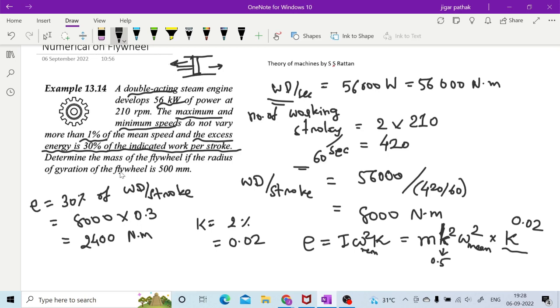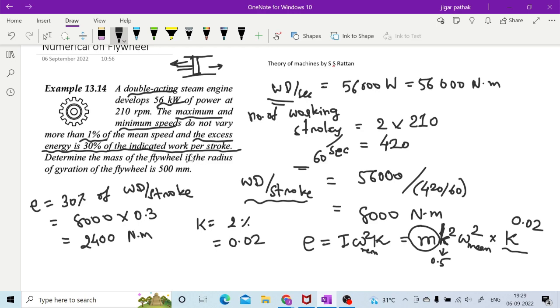Okay. So now can anyone tell me the mass you are getting? Sir, E is the energy per stroke, so how can we equate it to I omega mean square K? E is the fluctuation of energy. Here the work done per stroke we have calculated, and the relation of the fluctuation of energy to it is given in the problem statement. How the excess energy is related to the work done per stroke is mentioned in your problem statement.